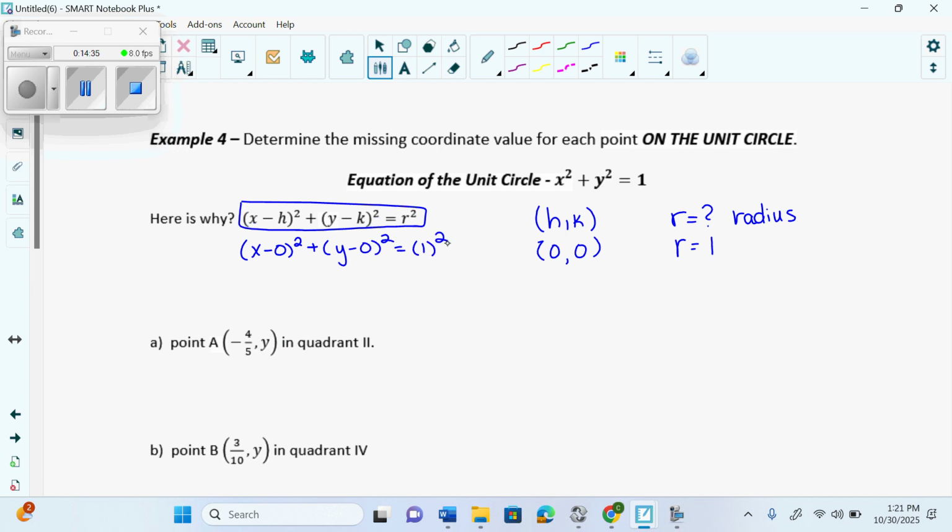And if I simplify that, x minus 0 squared is x squared plus y squared equals 1, which is right here for you. You pick up your pencil. So if I either give you a coordinate on the unit circle or I ask you if something is a coordinate on the unit circle, I would use that formula. It has a radius of 1.